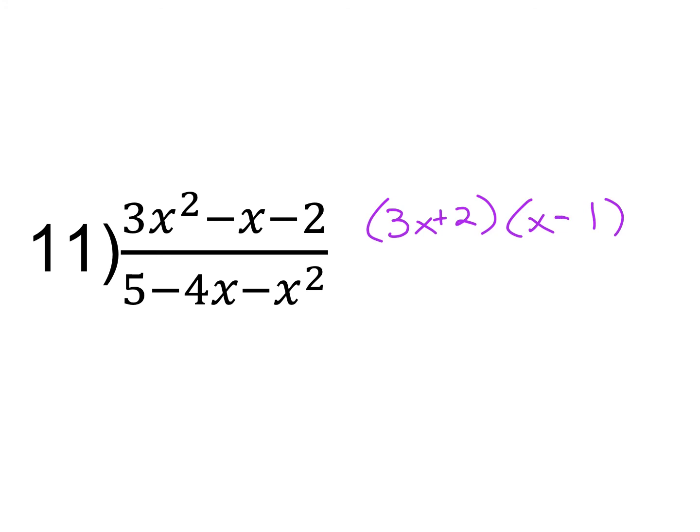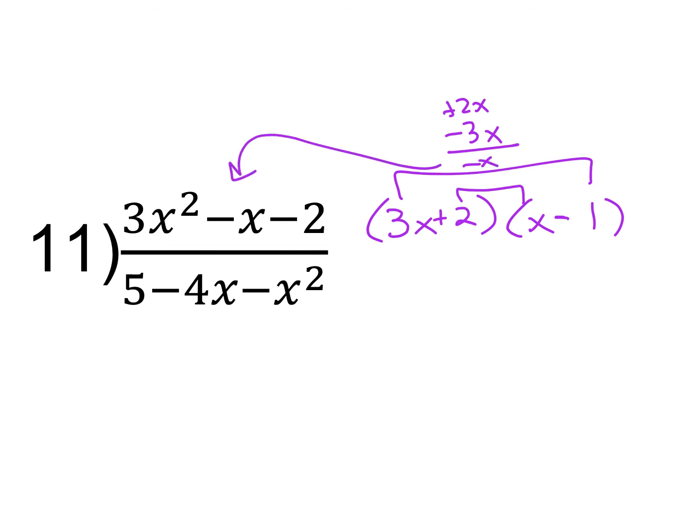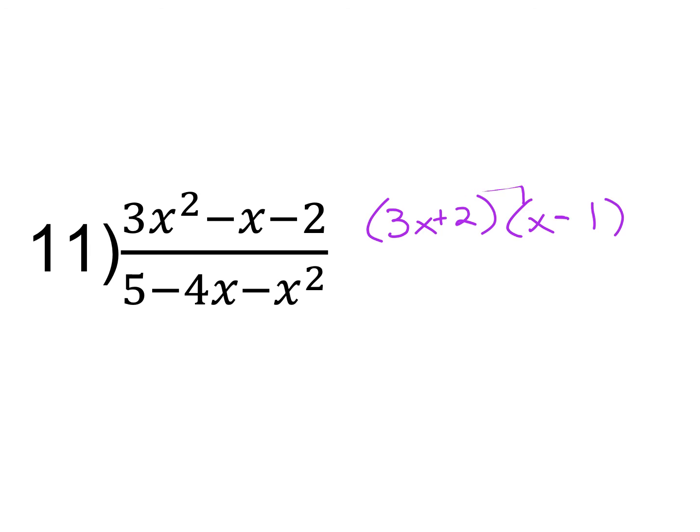Signs have to be different to get a negative 2. Now that I placed it in there, I've got to quickly double check it. So when I do outside, negative 3x. Inside, positive 2x. When I combine these, I do get the negative x that I wanted. So I put my factors in the right spot. Now, you could have also done factor by grouping on that. It works as well. All right, so that's the factored numerator.